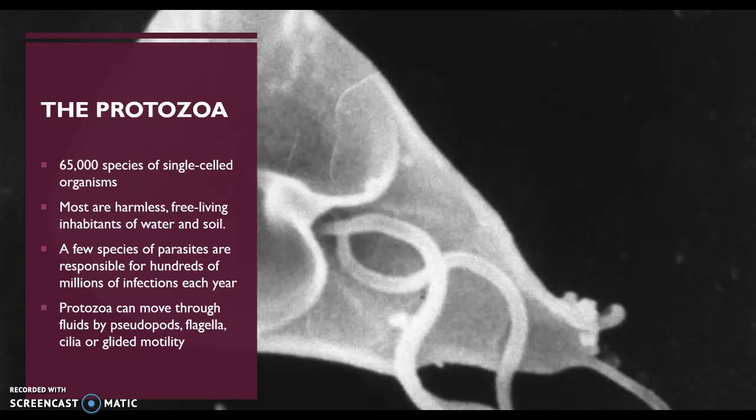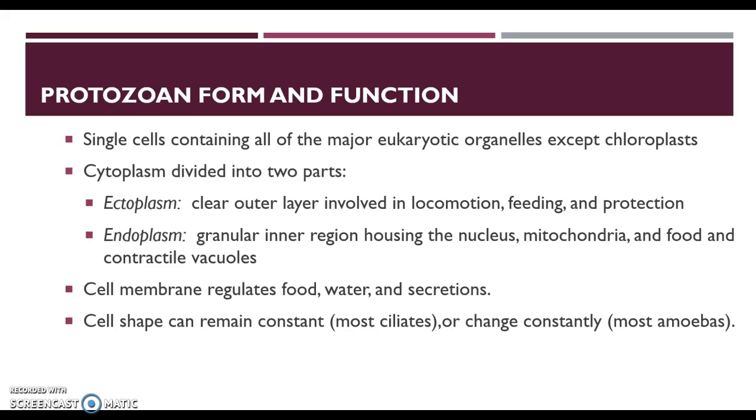Protozoa can move through fluids in several different ways. They can use pseudopods, flagella, cilia, or something called glided motility, and we will talk about protozoan movement in this presentation. Protozoa are single cells, but they are eukaryotic cells. So they contain all of the major organelles that other eukaryotic cells possess except for chloroplasts. There are not any photosynthetic protozoa.